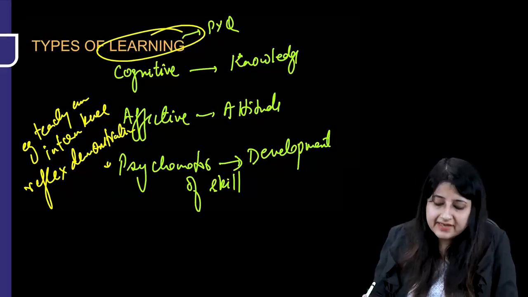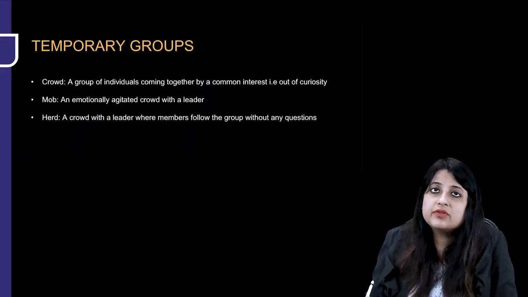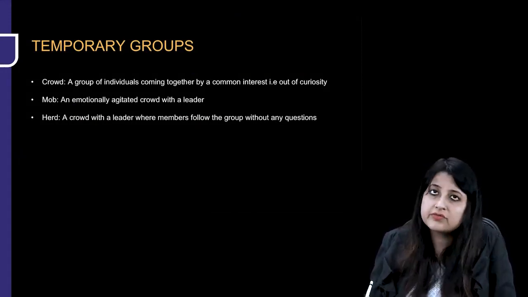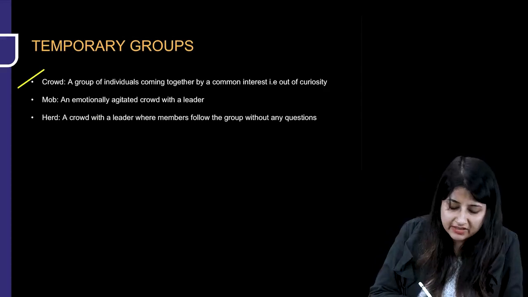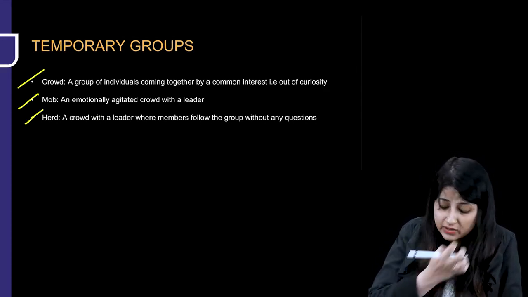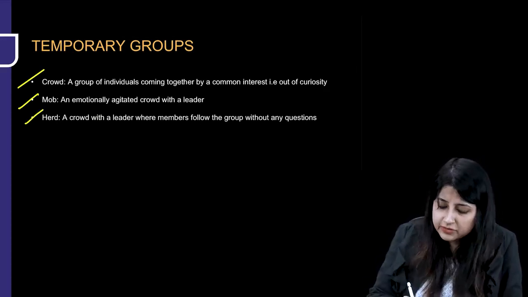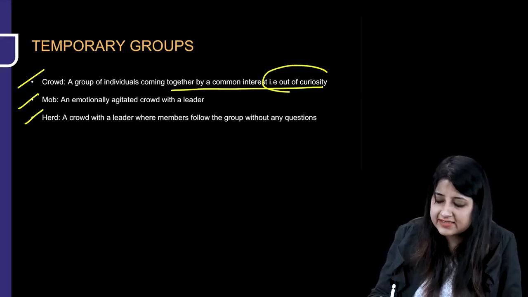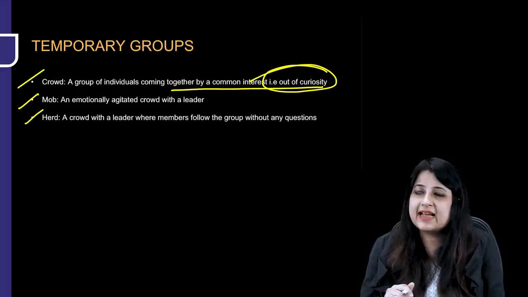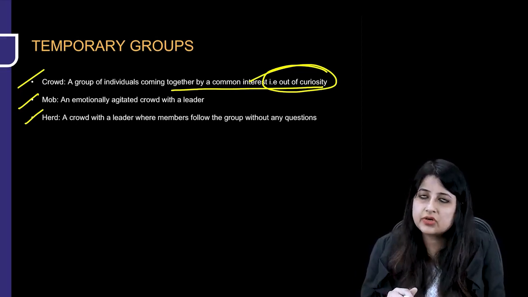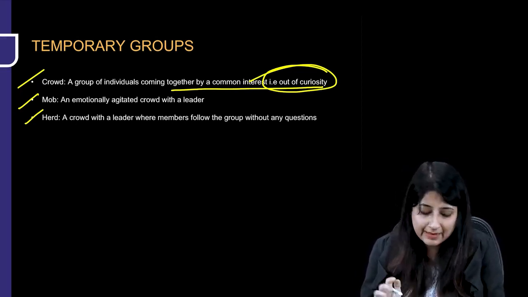Now there's a question which comes, which of the following are temporary groups and which are permanent groups? So remember, temporary groups include crowd, mob and herd. What is crowd? A group of individuals who've come together by a common interest, that means they've gathered together out of curiosity. Like we all are sitting here, an accident happens outside, and out of curiosity all of us go out to see what has happened. That is crowd.